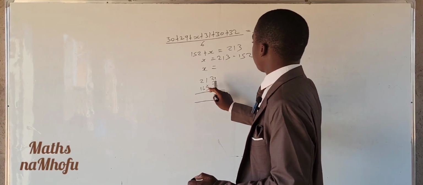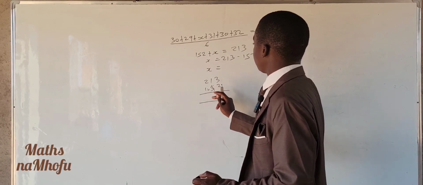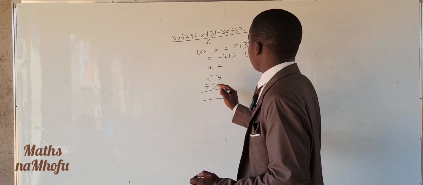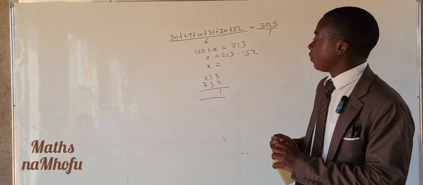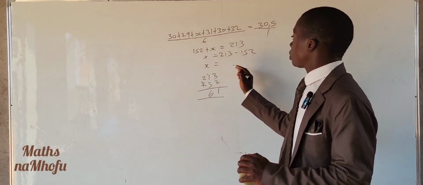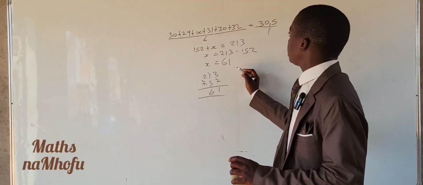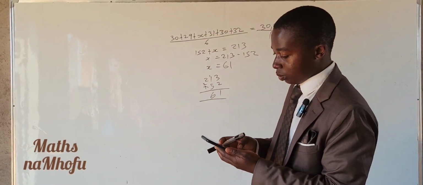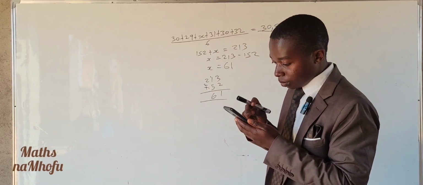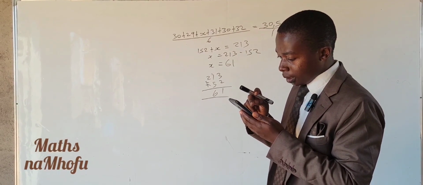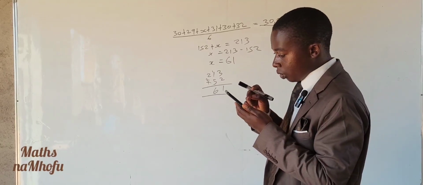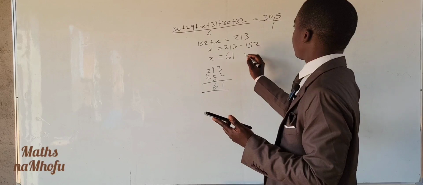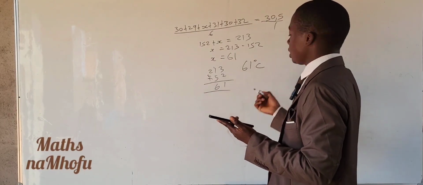So you say 213 minus 152. 1, and then this is a 5. Then this 2. 11 subtract 5, you are going to have 6. So it means x is equal to 61. There should be degrees, right? 61. Let me double check the question. Calculate value of x. Okay, it's 61. Since it is temperature, it's 61 degrees Celsius. That's the value of x, 61 degrees Celsius.